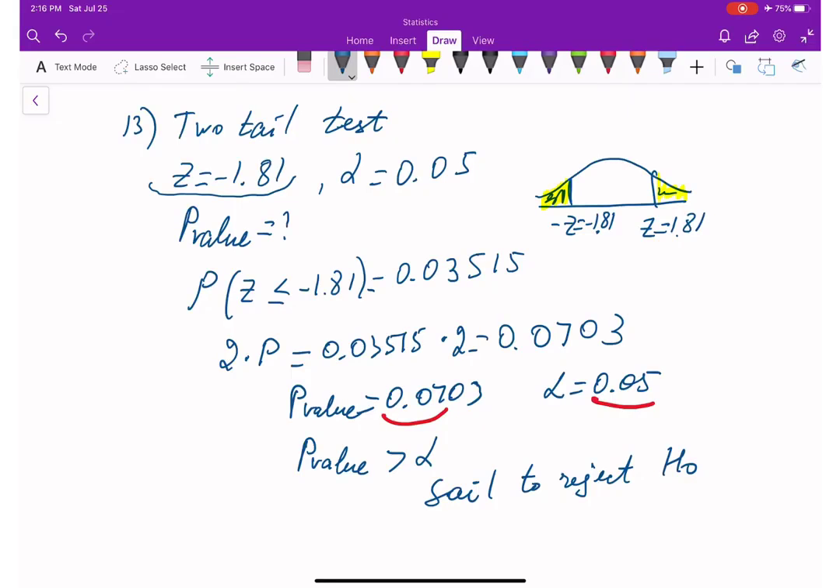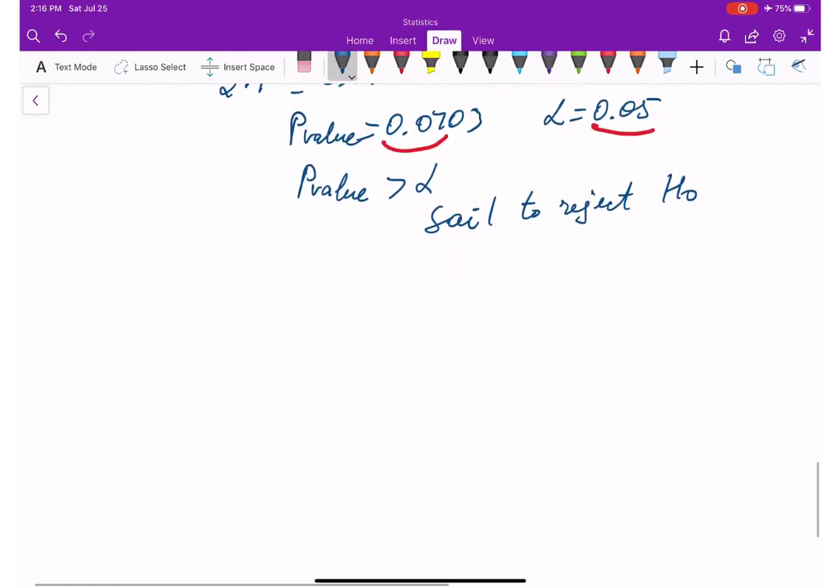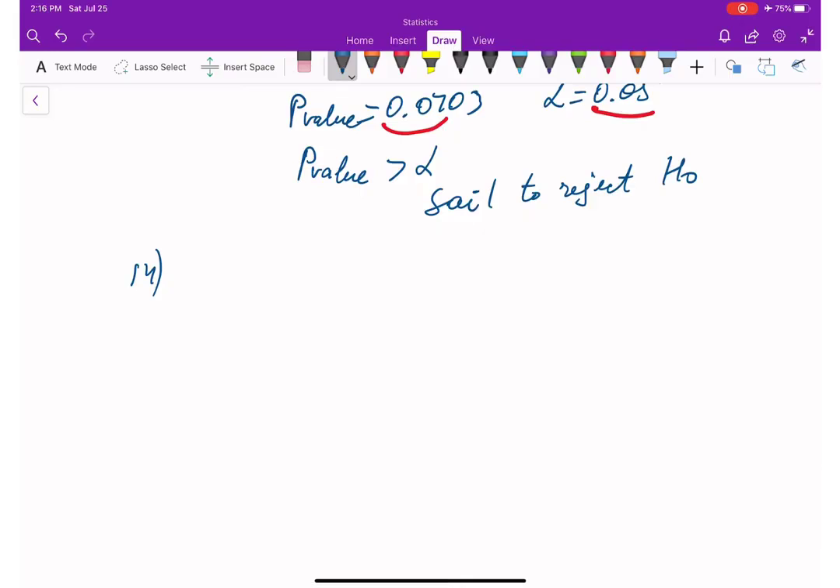Question number 14. Find the p-value for the indicated hypothesis test with the given standardized test statistic. Decide whether we reject the null hypothesis for the given level of significance alpha. So we have a two-tail test.